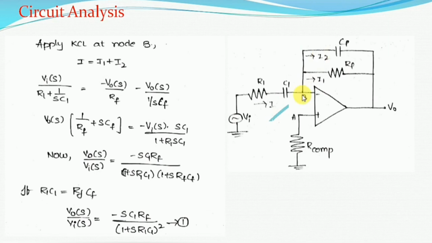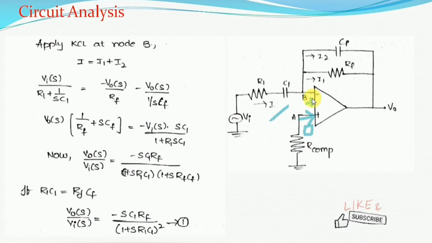Now we have to know the node voltage at B, or the node voltage at the inverting terminal. Simply, we can see that the node voltage at A will be equal to the node voltage at B. From the basic rule of op-amp, the entering currents at the inverting terminal and the non-inverting terminal of the op-amp are 0. So the entering current at terminal A is 0, which means that 0 current will flow through the compensation resistor. Indirectly, the node voltage at the non-inverting terminal of the op-amp is 0. Since VA is 0, VB will be equal to 0.